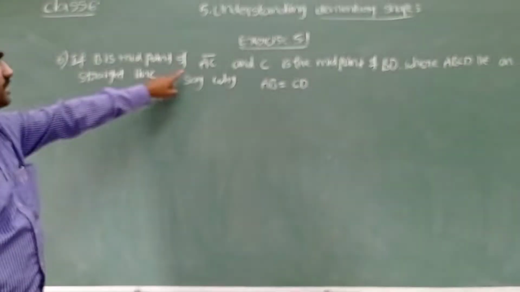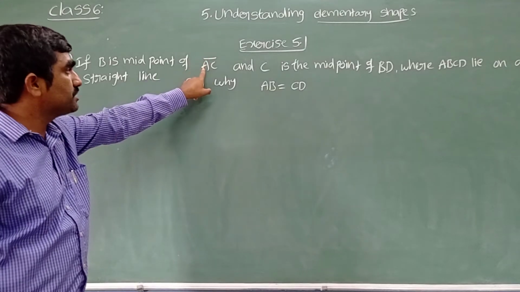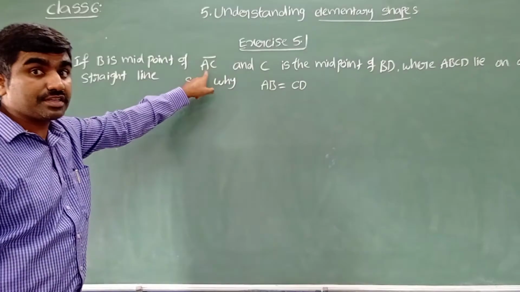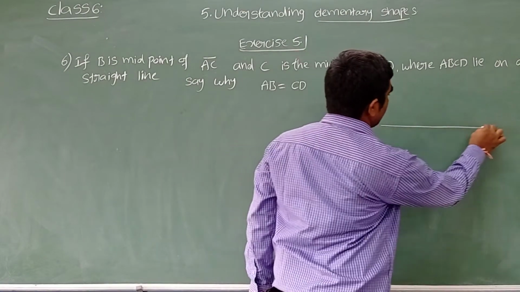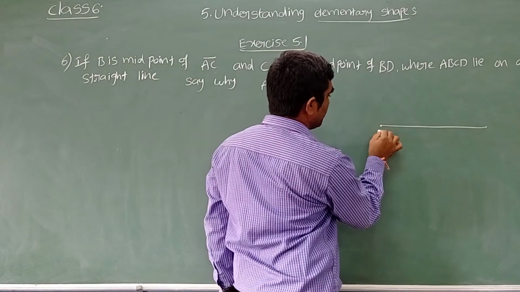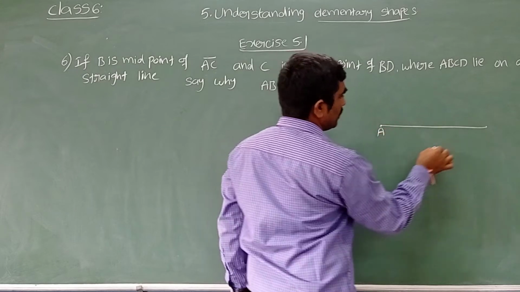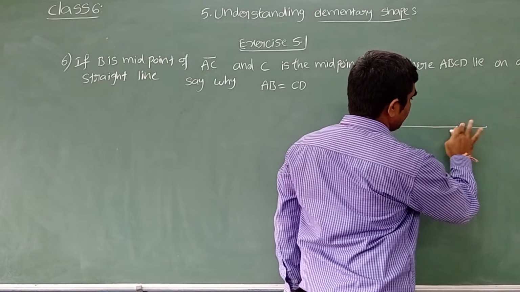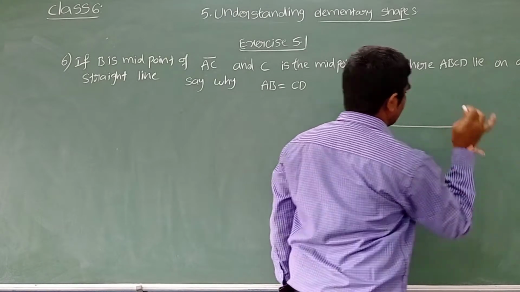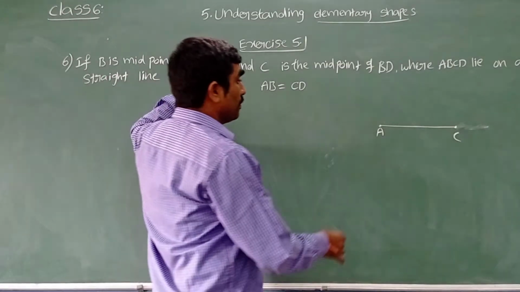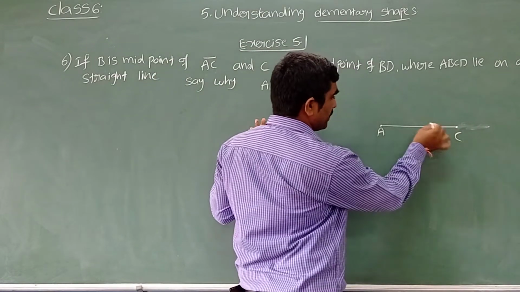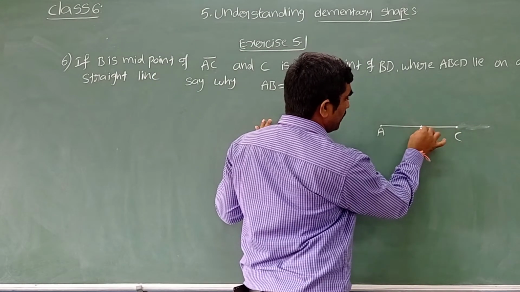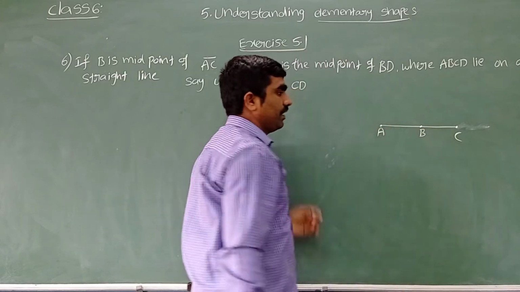First we draw a line segment AC, and on that line segment AC, B is the midpoint. So let me draw one line segment and name it AC. B is the midpoint of AC. Midpoint means we should take exactly the middle, but you can take it approximately. So B is the midpoint of AC.